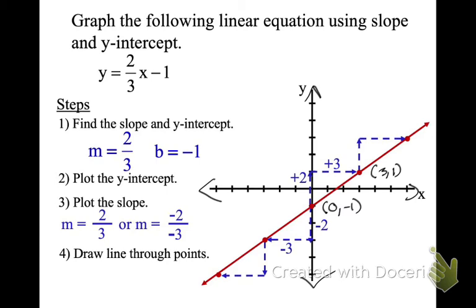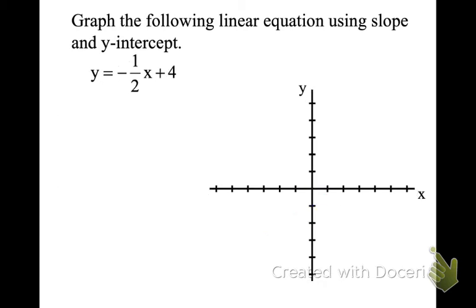So here we go. We've identified the M and the B. Why don't you try this one on your own? Now that you've identified your M is -1/2, your B is 4.